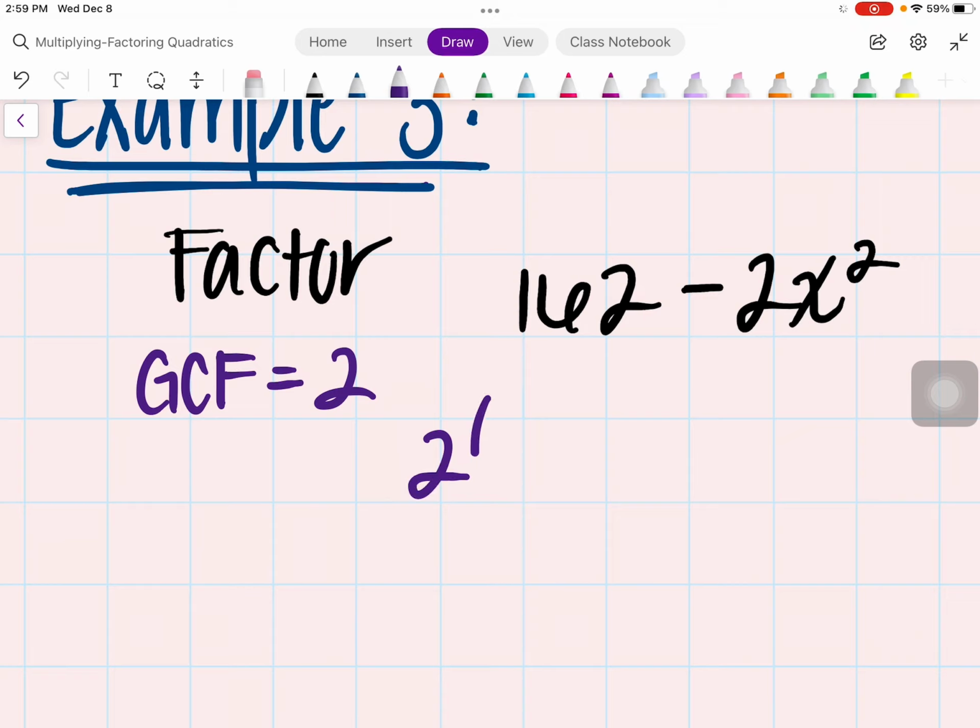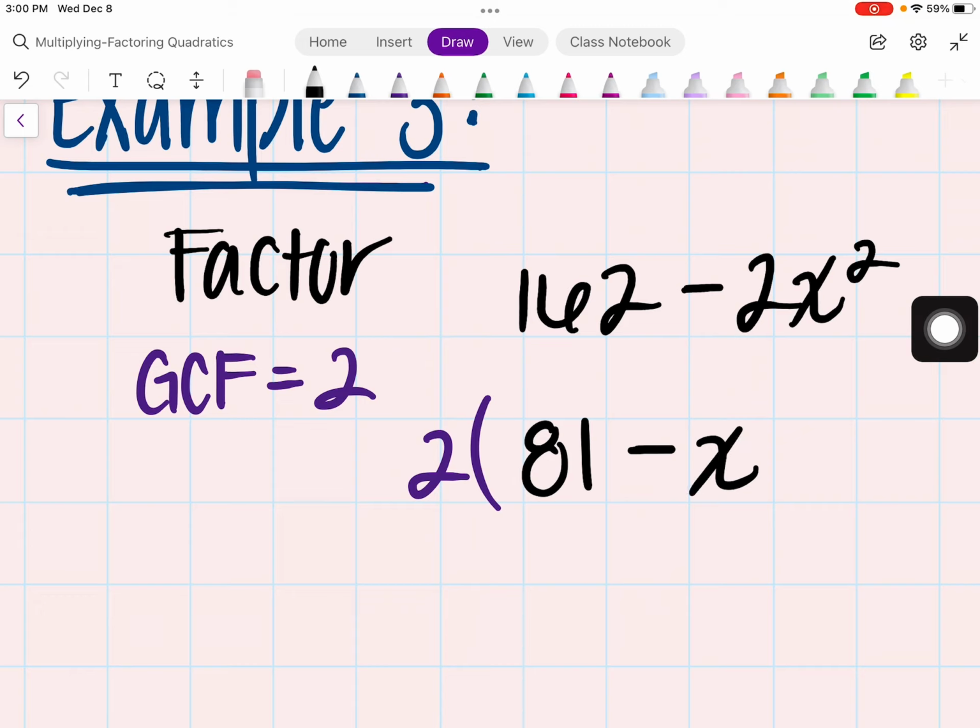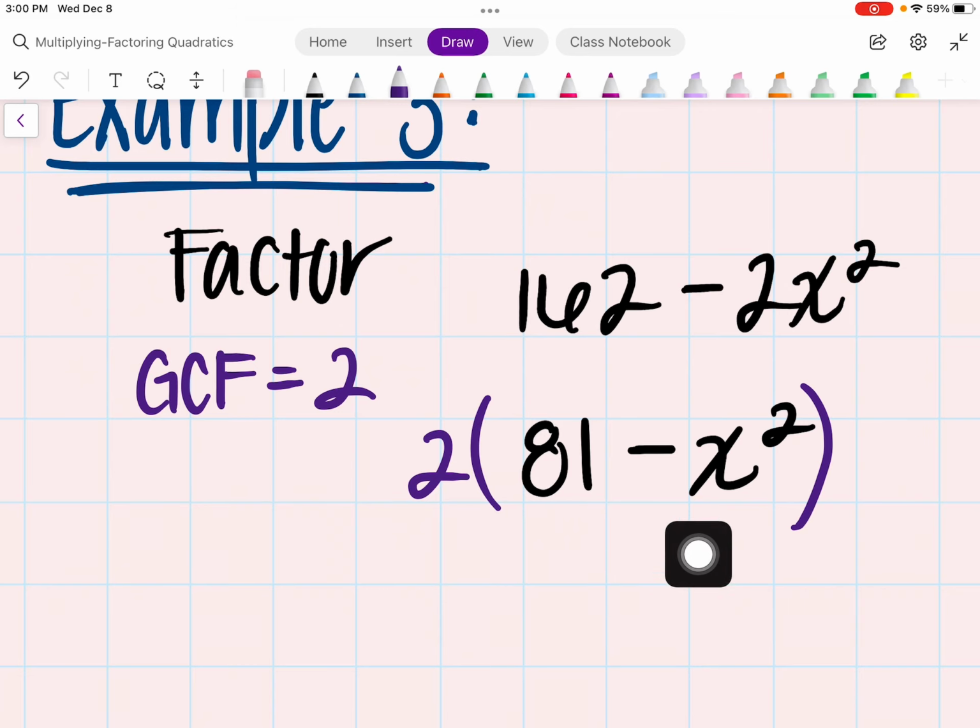We're going to go ahead and factor it out. I'm just going to be dividing each of my terms by 2. 162 divided by 2 is going to give us 81. Minus 2x squared divided by 2 is going to give us x squared. All right, now the next question for us here is, are 81 and x squared perfect squares?